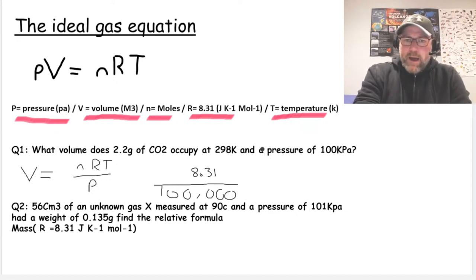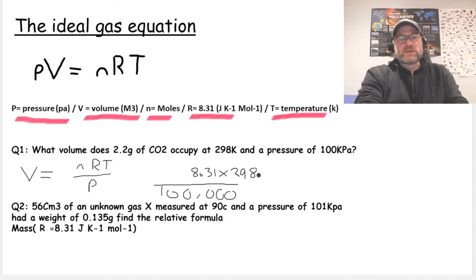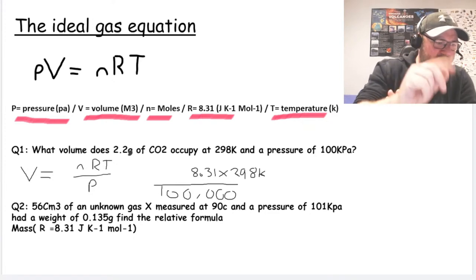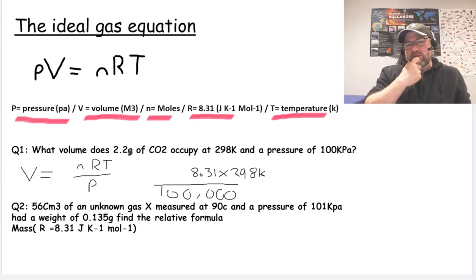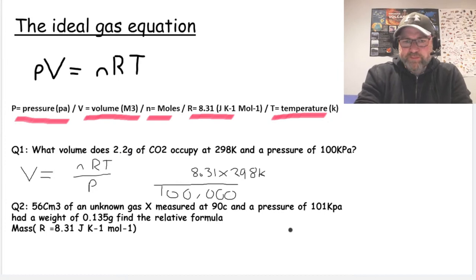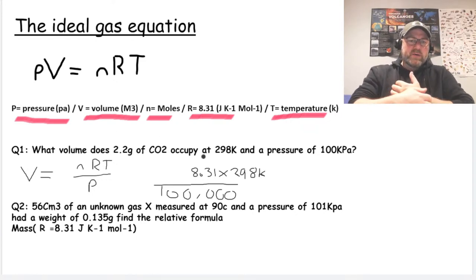Now, 298K, we don't have to convert the temperature because it's in Kelvin. You probably did Kelvin at GCSE. If you did triple, you'd have definitely done Kelvin. So 298K, we'll put that in there. What we need to do next is find the moles. Who can work out the moles of carbon dioxide? How would we work out the moles of CO2? And then we're good to go.